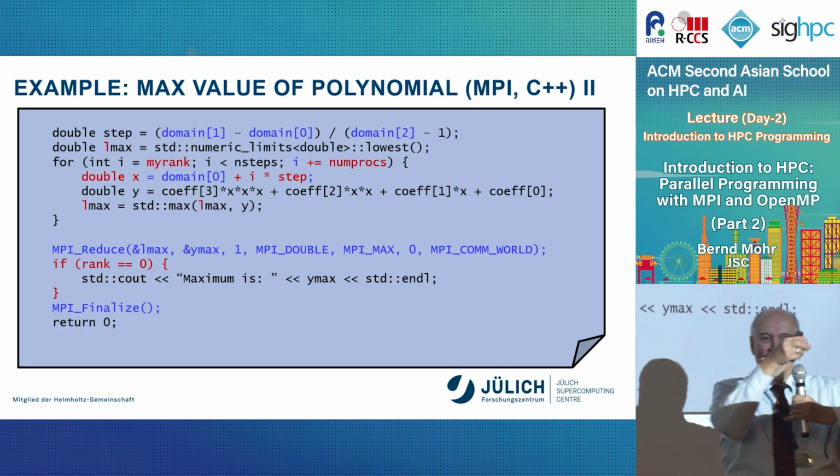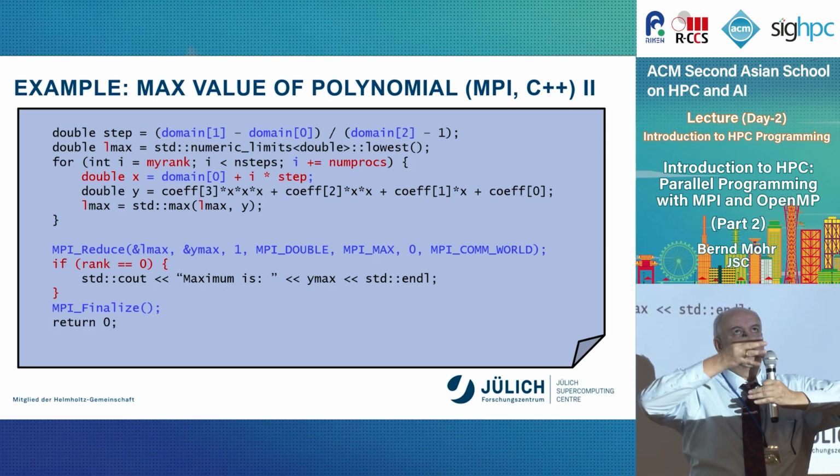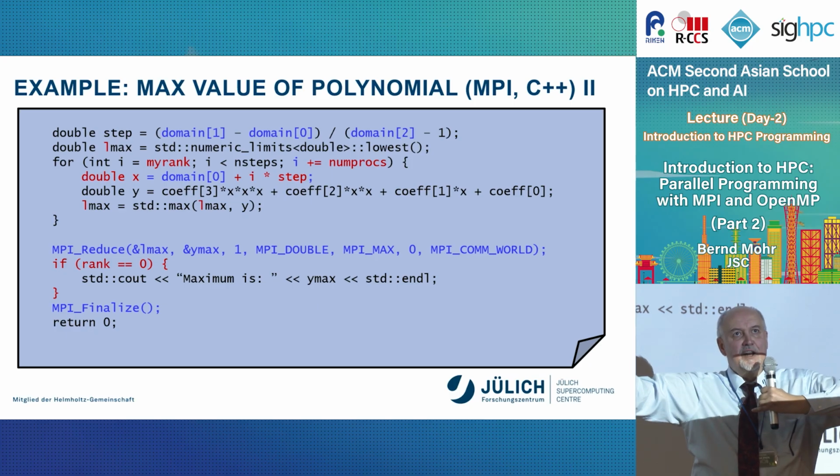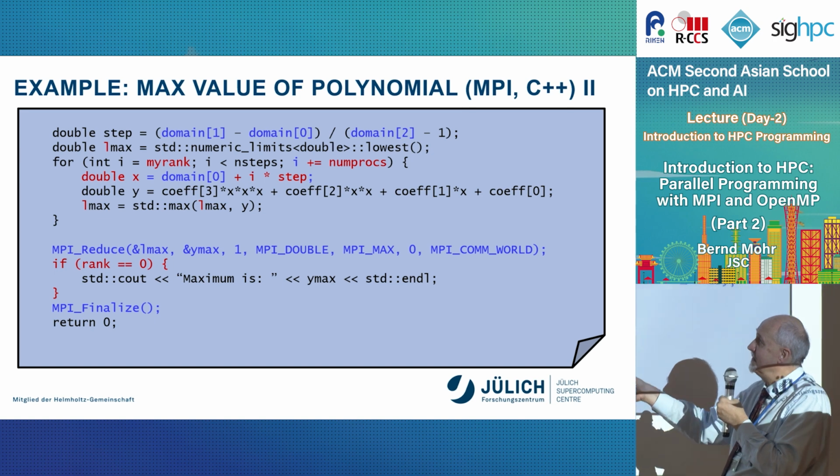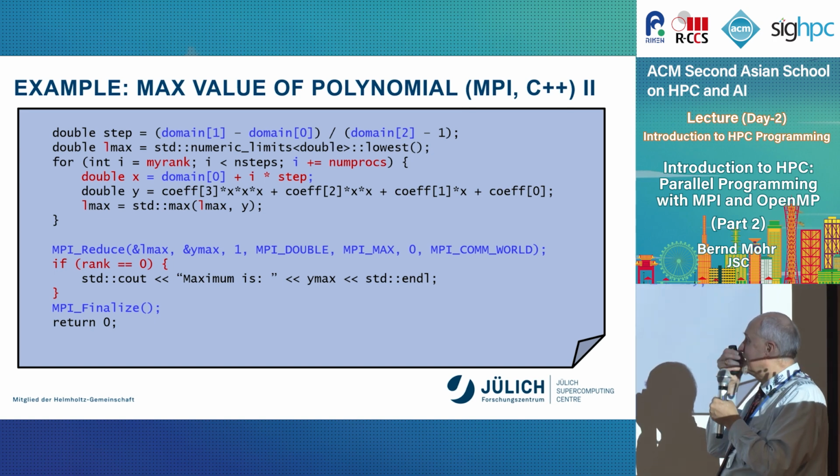So we need another variable because we only calculate the local maximum out of the data we have seen. So we store it in a new variable called Lmax.